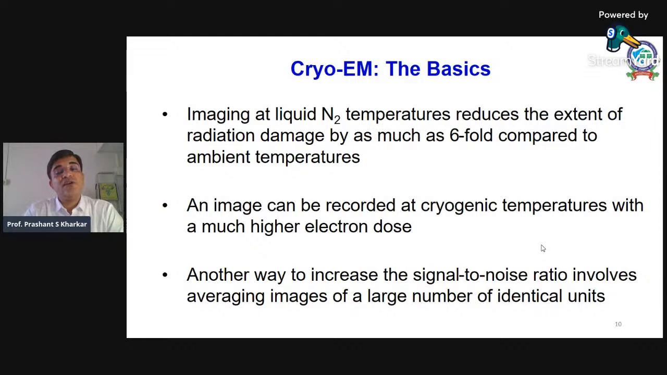Another way to increase the signal to noise ratio involves averaging images of a large number of identical units. The third person who shared the Nobel Prize for cryo-EM came up with the way these images are processed. In typical X-ray crystallography, the diffraction patterns of billions of molecules present inside the crystal are averaged to come up with a single image. It's very interesting to read more about how an X-ray crystal structure is elucidated. They used a similar principle, averaging the images of a large number of identical units, and that's where the resolution went on improving.